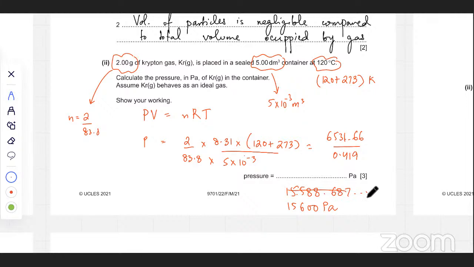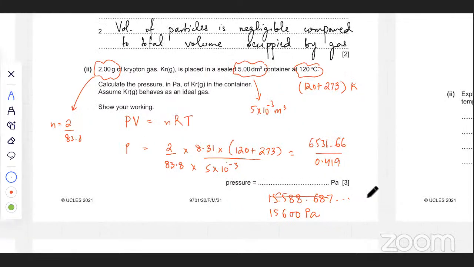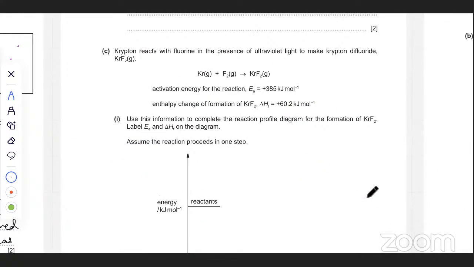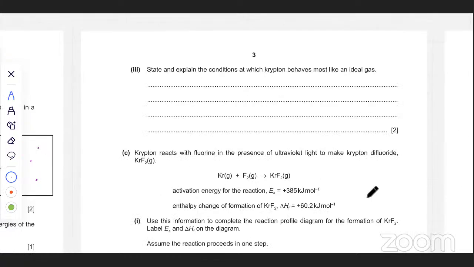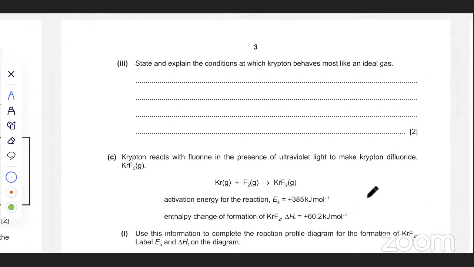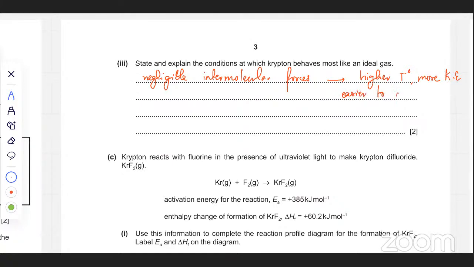Let's move to the next part of the question, which is: state and explain the conditions at which krypton behaves most like an ideal gas. You have to give an explanation for that as well. Most like an ideal gas means negligible intermolecular forces. When do gases have negligible intermolecular forces? When they are at a higher temperature. There's going to be more kinetic energy, and if they have more kinetic energy, it would be much easier to overcome those attractive forces, and the particles would behave more like a gas.